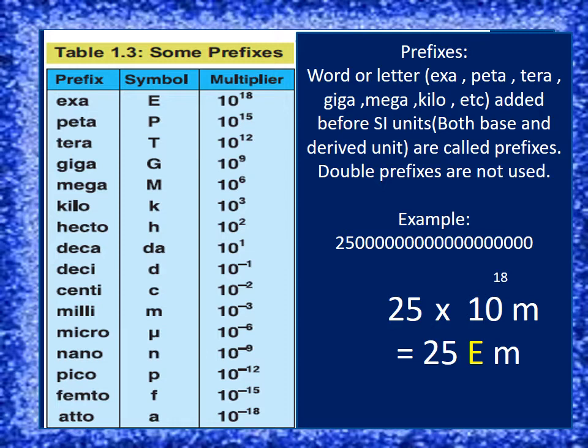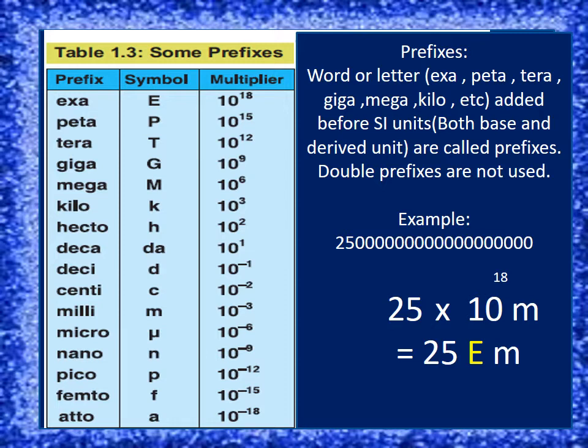In our last lesson we learned about prefixes, that they convert very large and very small values into a standard quantity in the form of symbols. So here I have a chart, Table 1.3, and you can observe the prefixes exa, peta, tera, giga, mega, kilo, hecto, deca, deci, centi, milli, micro, nano, pico, femto, atto. Also their symbols are available and their multipliers are available in powers of 10.